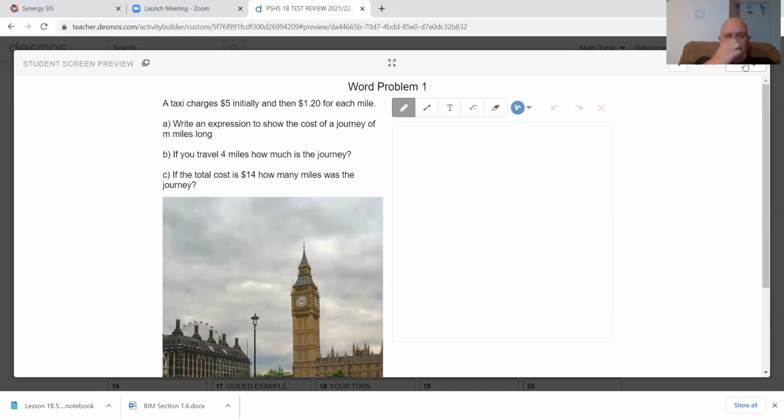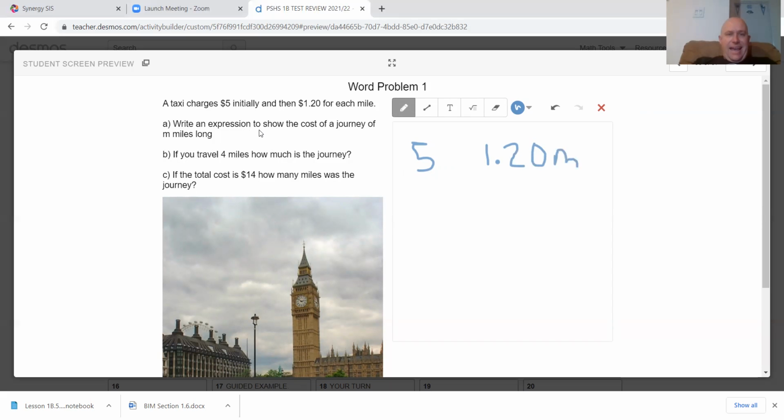All right, we've got our classic type of word problem here. A taxi charges $5 initially and then $1.20 for each mile. Not quite sure why we've got a picture of Big Ben here if we have dollars, but we'll ignore that for a second. Write an expression to show the cost of a journey of m miles long. So they've already given us the variable for this one. So $5 initially, that's just 5, that's it. $1.20 for each mile. That's your clue then that this is going to be 1.20 with the variable, which they've already told us to use m for this question.